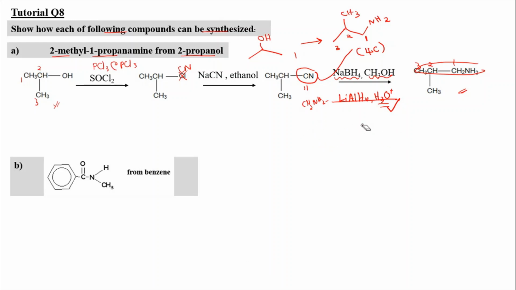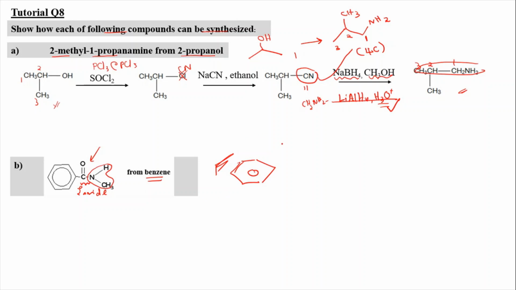Now let us look into tutorial question 8B here. For tutorial question 8B, we have to produce a secondary amide from benzene. Okay, from the normal benzene. So from benzene, you have to add one carbon chain, and then you need to add NH2 here. So how can you do that?